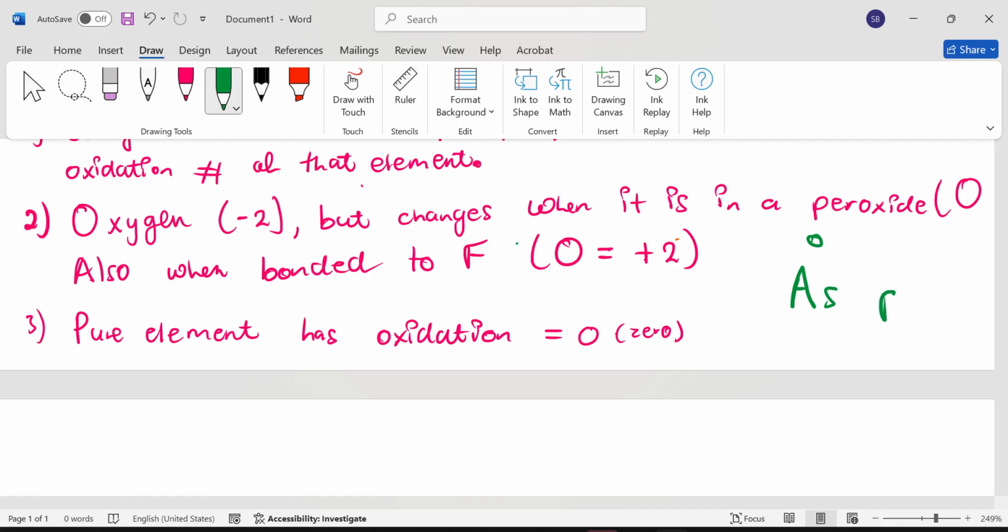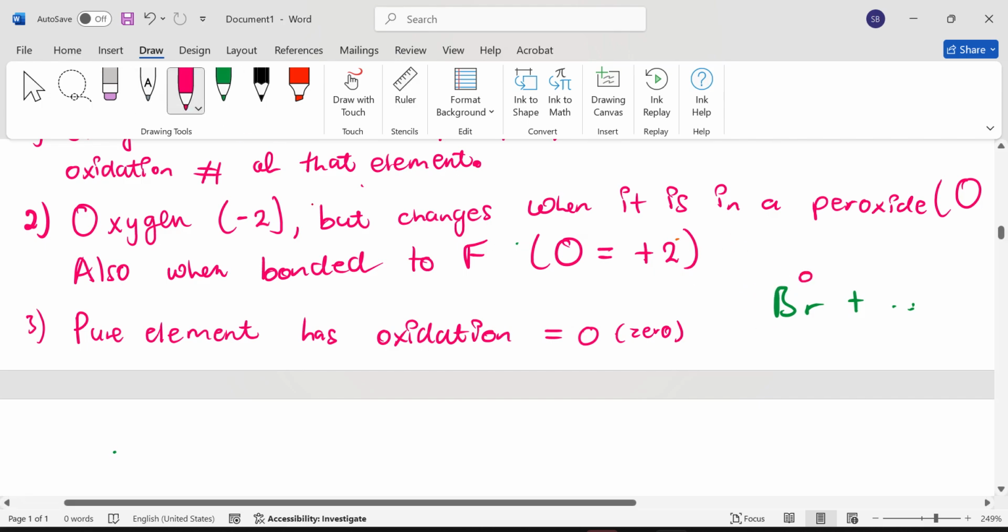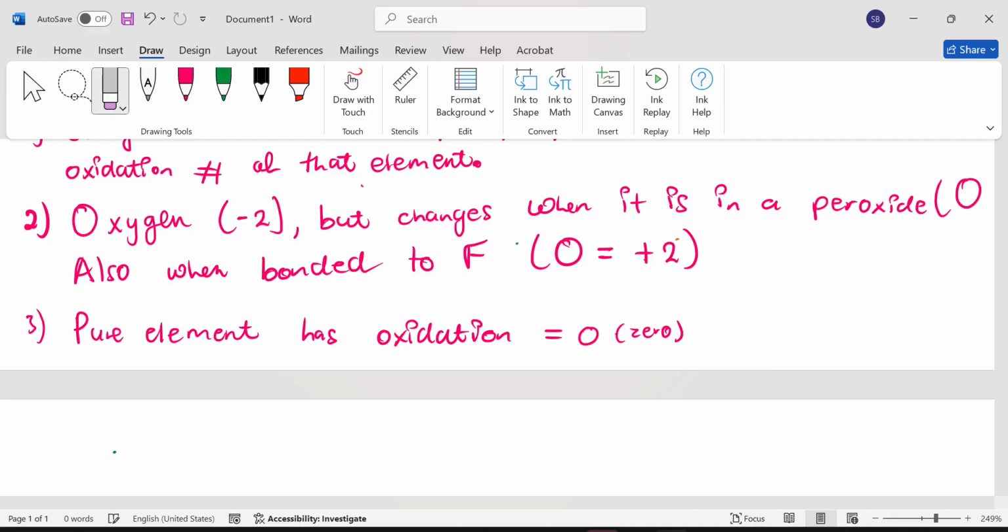Bromine will have an oxidation number of 0 because it's a pure element. Boron will have an oxidation number of 0 because it's a pure element. Lithium, 0 because it's a pure element. Rubidium, 0 because it's a pure element. I really hope you guys are getting this. For as long as it's a pure element, the oxidation number is 0. How do you identify a pure element? In a reaction, it would be that particular element, say bromine, plus something else. So it's not HBr or something Br, it's just bromine. Then we say it has an oxidation number of 0. So that's very, very important.